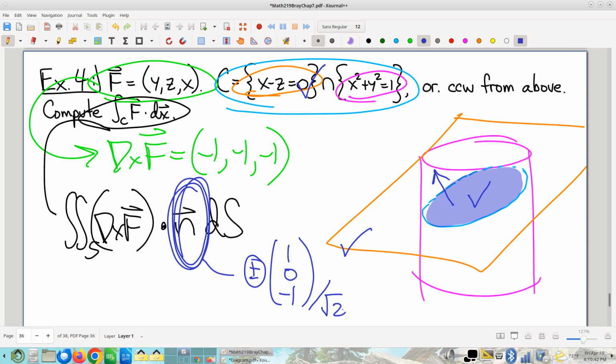So always be on the lookout, right? I mean, you're going to have to compute curl anyway. When you see that your surface is flat, that's a potential for awesomeness, and just write down that normal vector real quick, right out of the equation, and see if you don't just get super lucky.